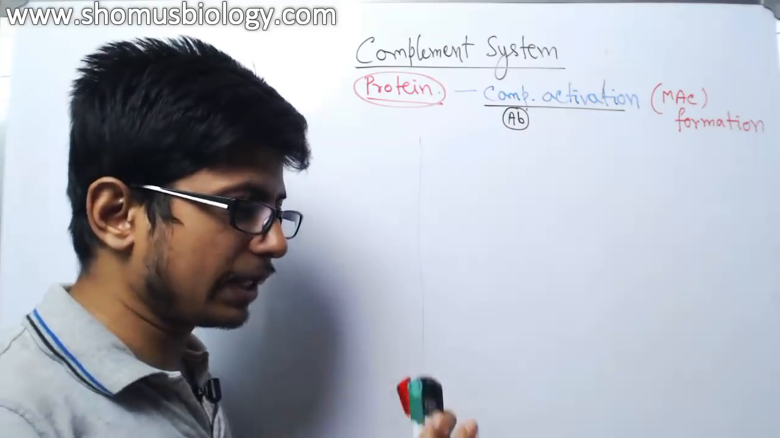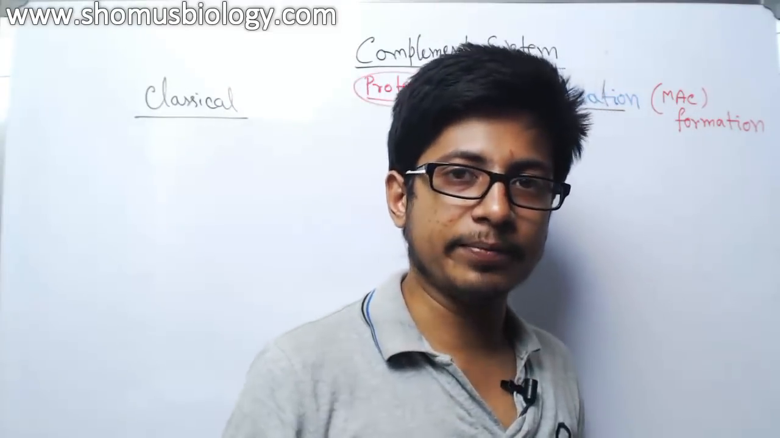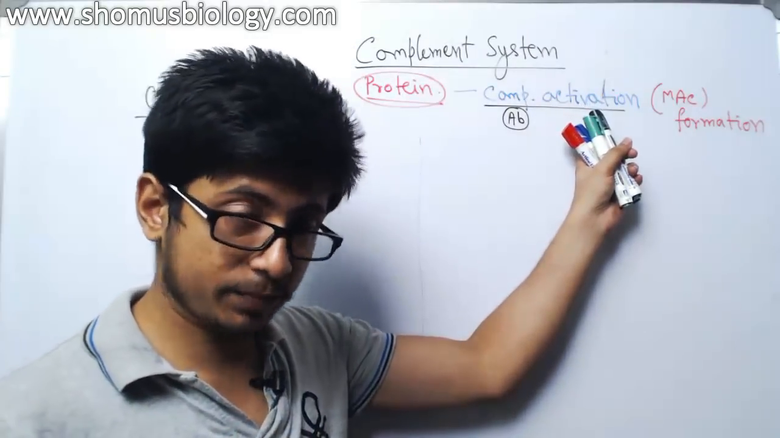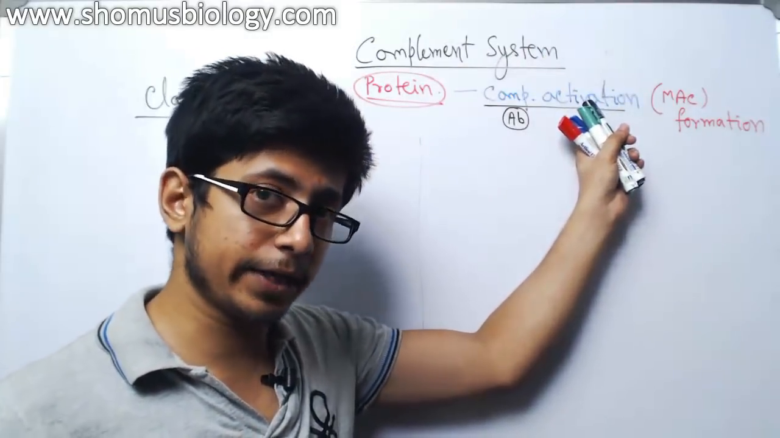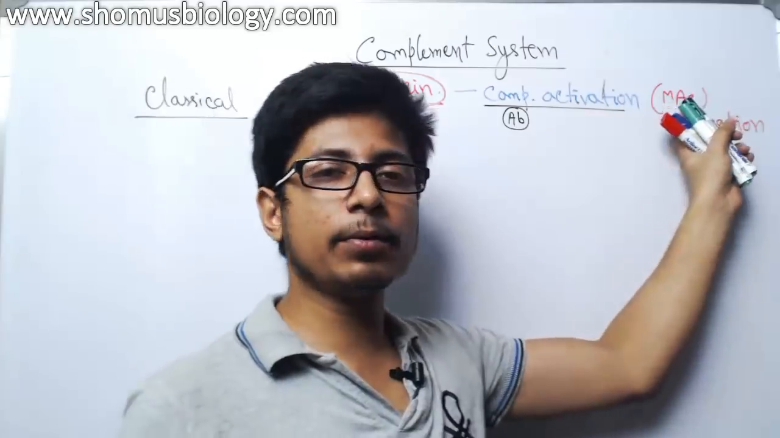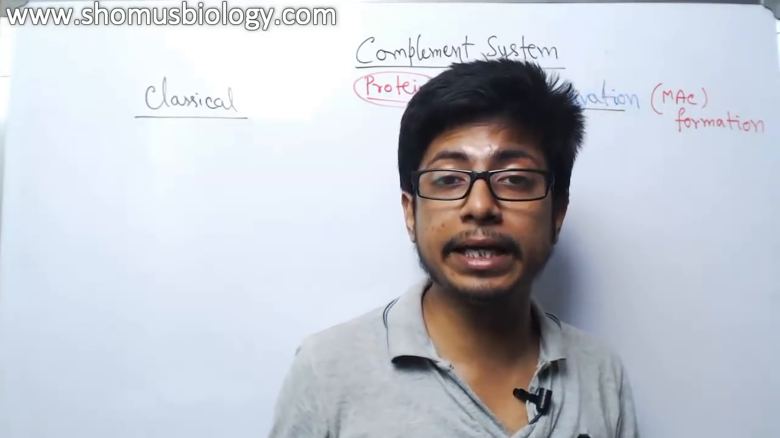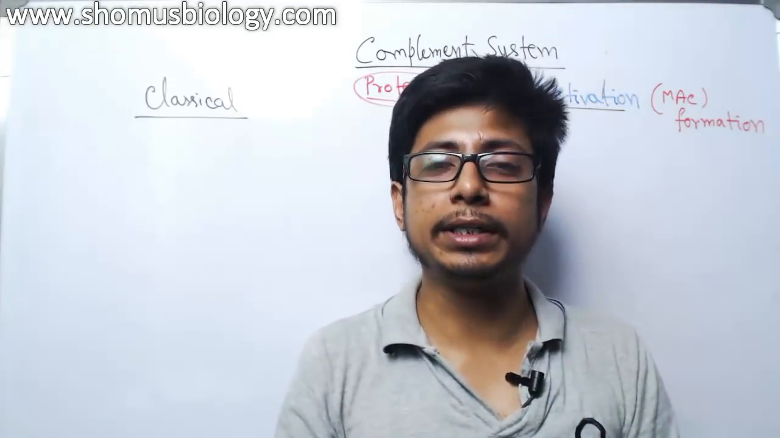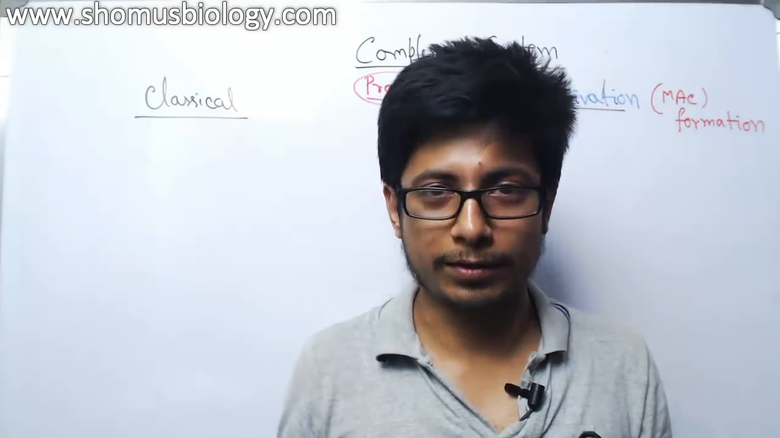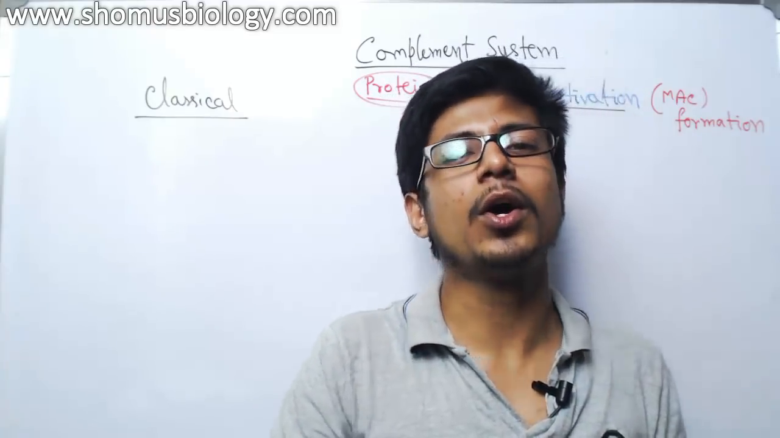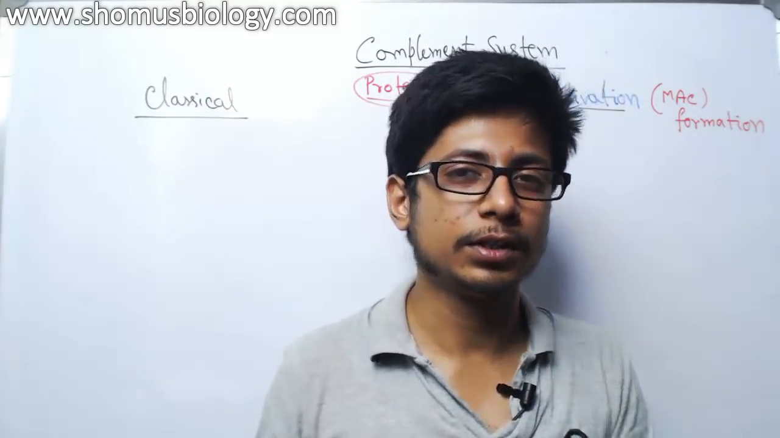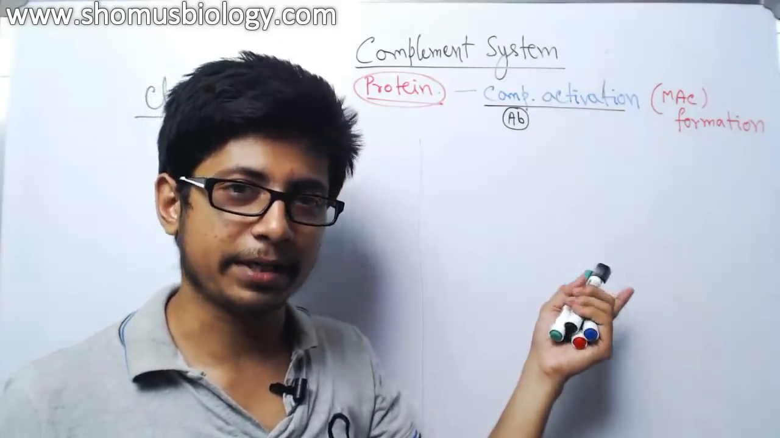Second, if a target cell is antibody coated, complement can be fixed, complement can be activated. In that case, MAC will form and kill the cell. So ultimately, if you are coated with antibody, that means you will be gone, either by opsonization or with the help of complement activation.